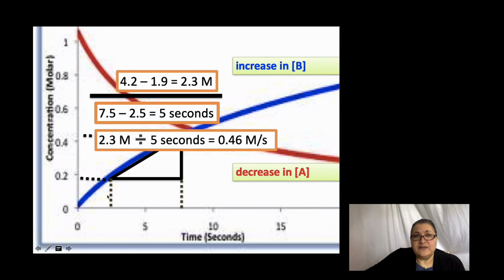Now, the curve I chose was the blue one. The blue one is increasing and the sign will be positive. So when it increases, the sign is positive. When it decreases, the sign is negative. Okay? With that, let's practice.